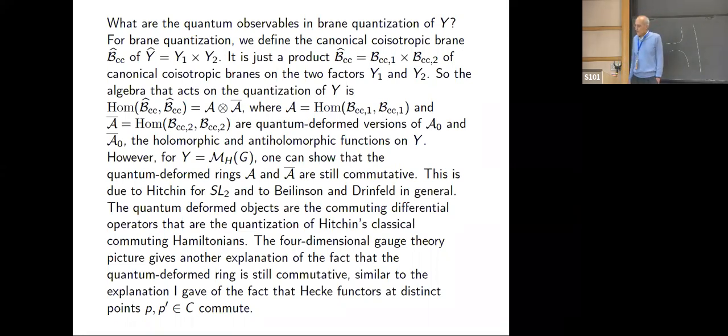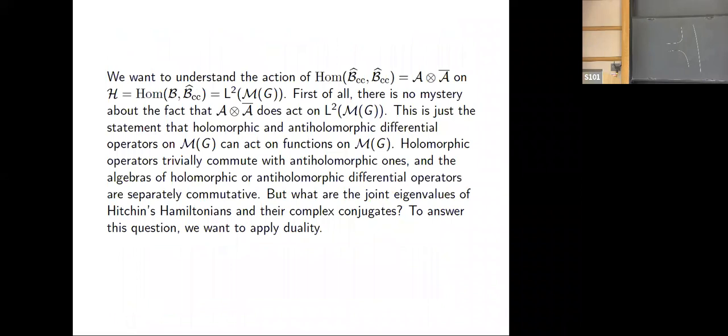But in this particular case, you can show that even after quantum deformation, the two rings still commute. That's due to Hitchin for SL2 and to Beilinson and Drinfeld in general. And the quantum deformed objects are commuting differential operators that are quantizations of Hitchin's classical commuting Hamiltonians. There's also an explanation by gauge theory of the fact that the quantum deformed ring is commutative. It's similar to the explanation I gave at the beginning of the commutativity of the Hecke functors.